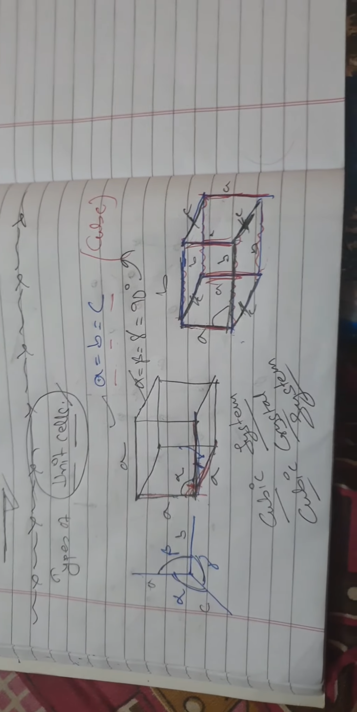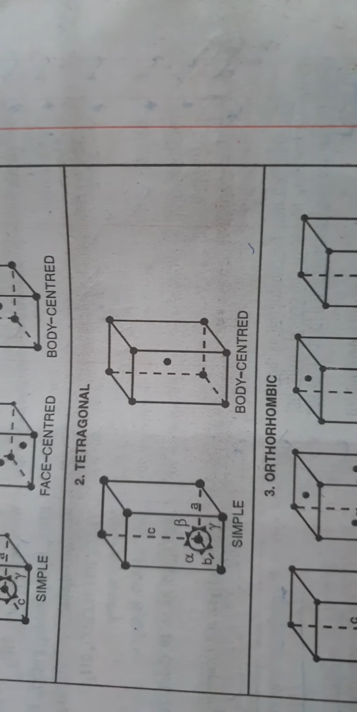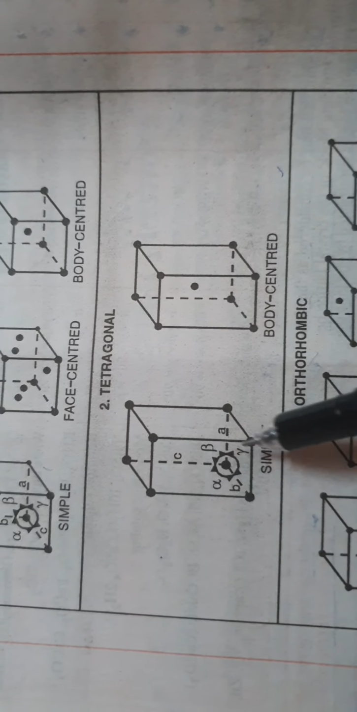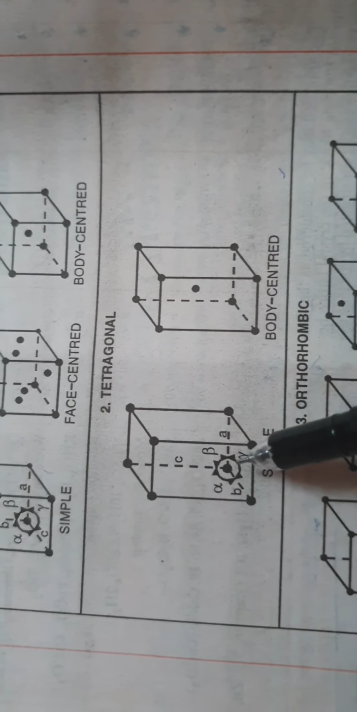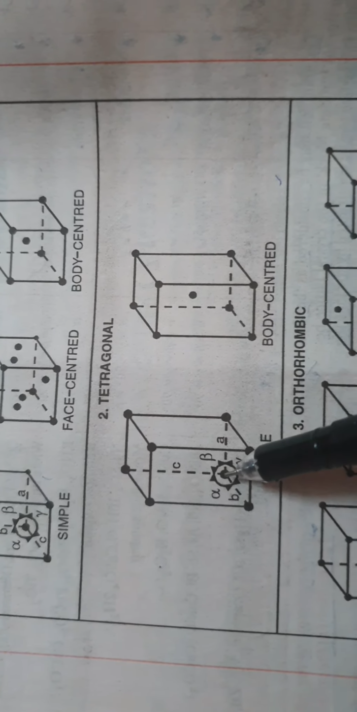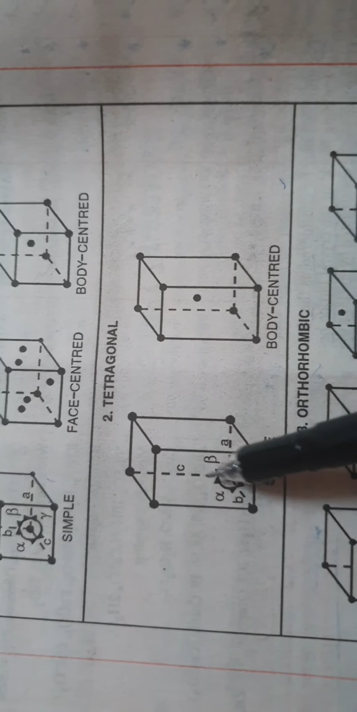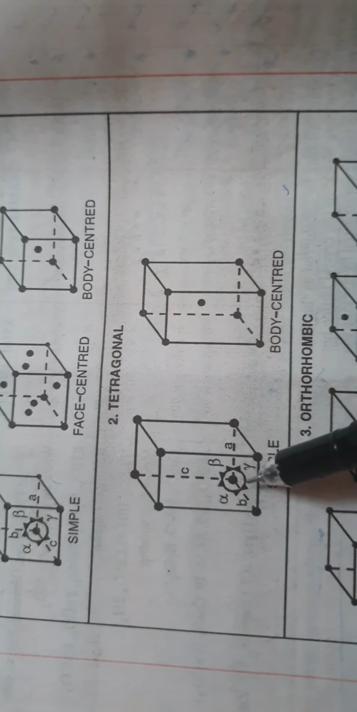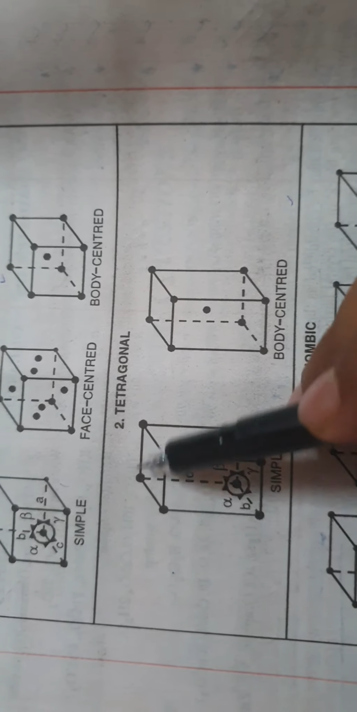So I will show you how it looks originally. See, this diagram is tetragonal. See, alpha, beta and gamma are all 90 degrees. They have shown one alpha, one beta and one gamma. And B and A are equal, but C is a little bit longer. Can you see that? So it is a tetragonal unit cell which repeats itself. So the tetragonal we have understood.